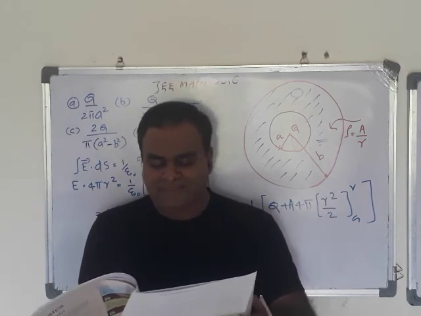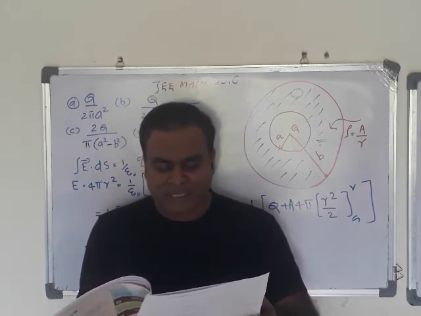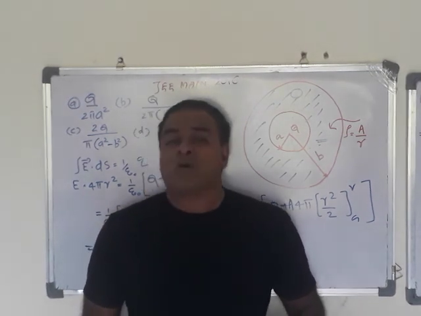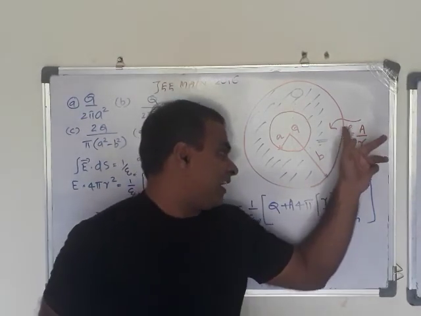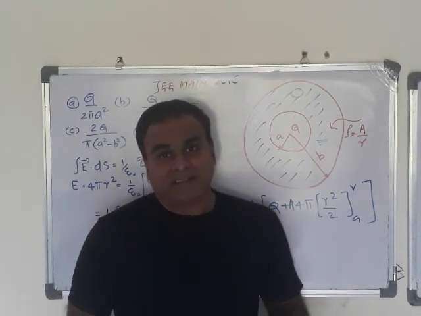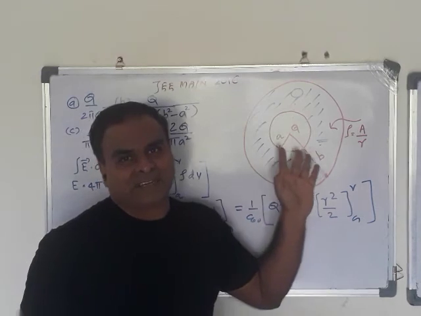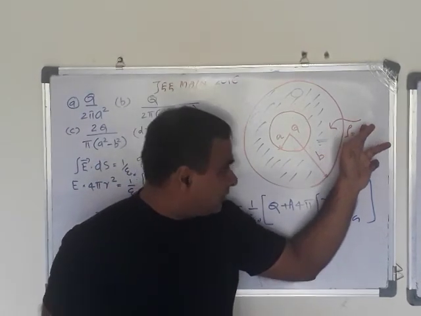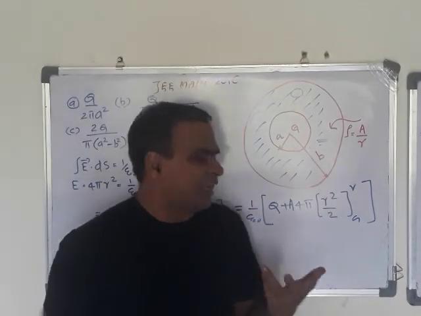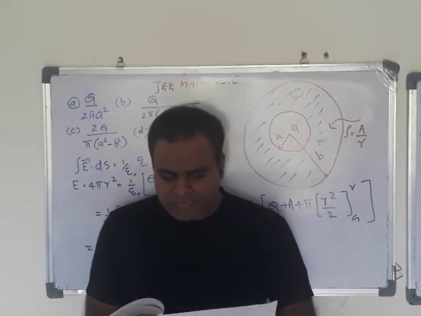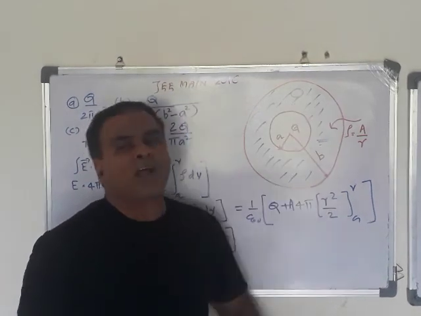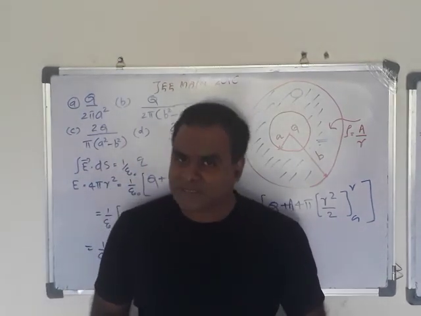The value of A is such that the electric field in the region between the spheres will be a constant. What they are asking is the value of capital A in the volume charge density. That is a constant, and we have to find it in terms of A and B. What is the value of capital A so that the electric field between these two spheres is a constant? This is the question. Did you understand the question?